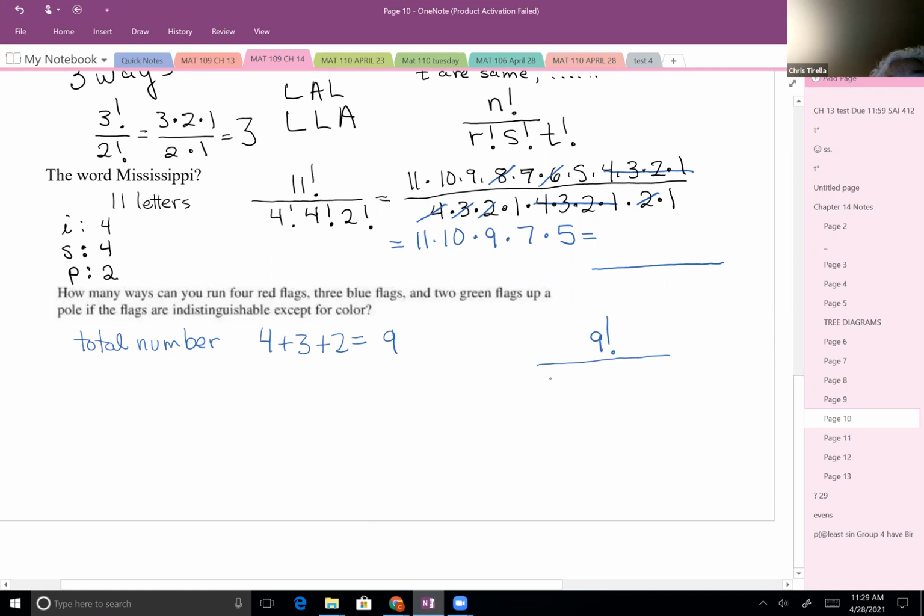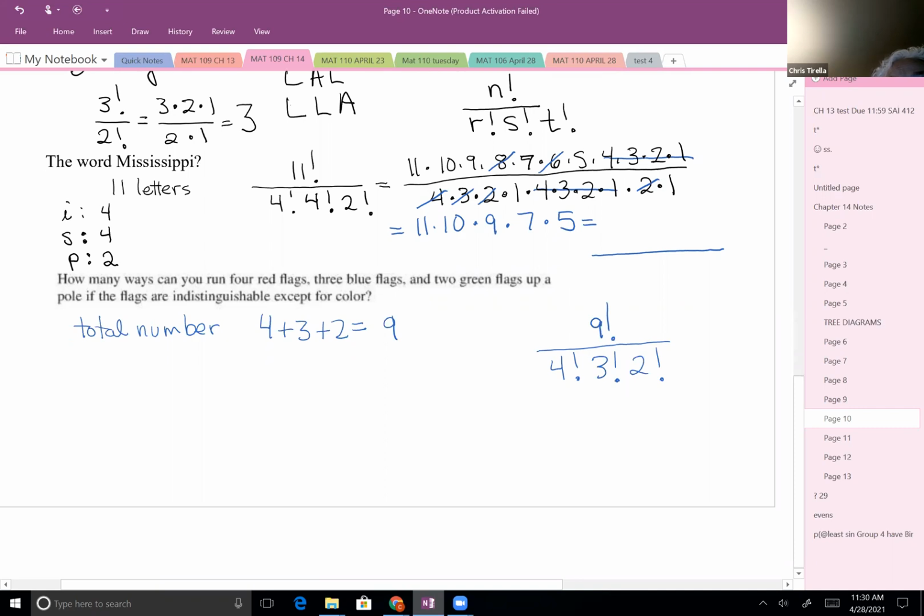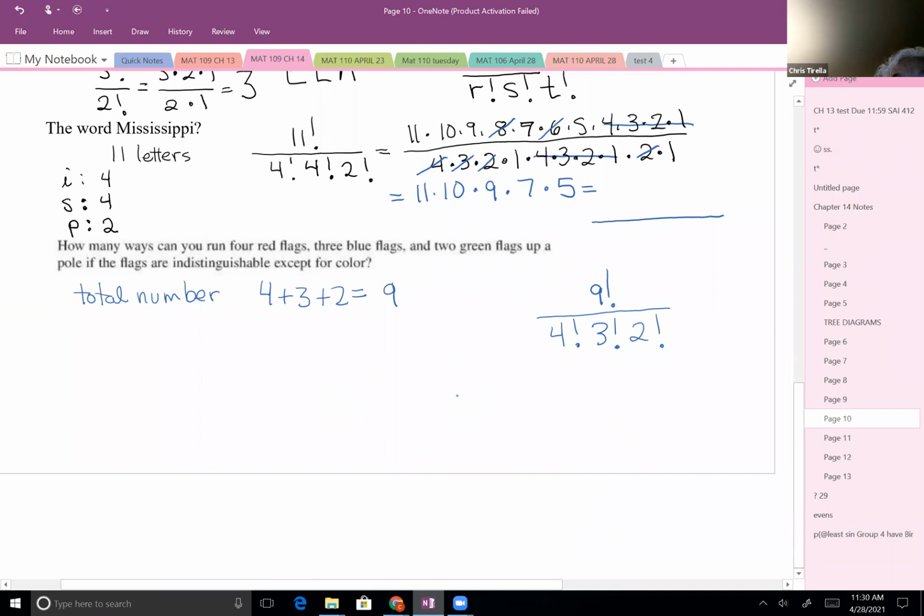But they're not all different. There are 4 that all look the same red, 3 that all look the same blue, 2 that all look the same green. And so that would give me 9 times 8 times 7 times 6 times 5 times 4 times 3 times 2 times 1 over 4 factorial, which is 4 times 3 times 2 times 1. 3 factorial is 3 times 2 times 1. And 2 factorial is 2 times 1.